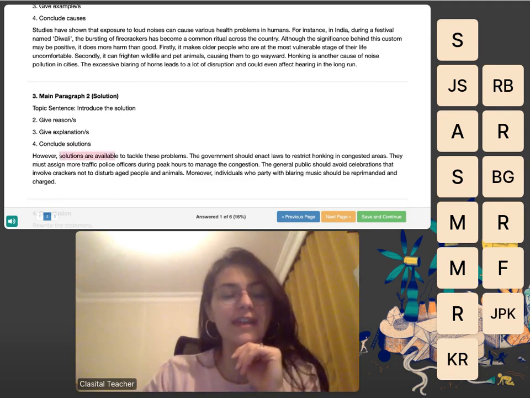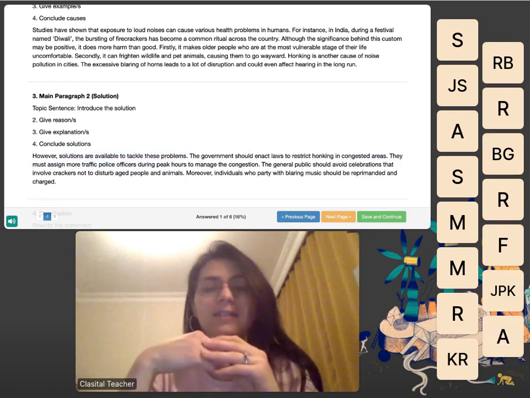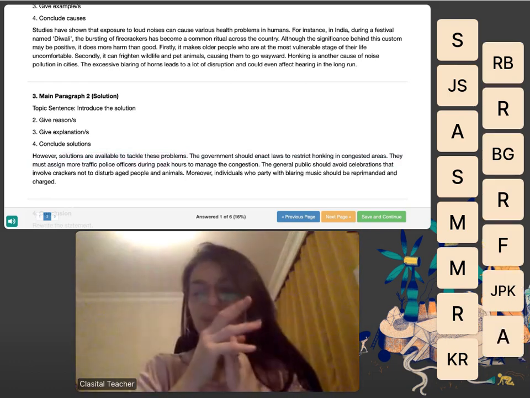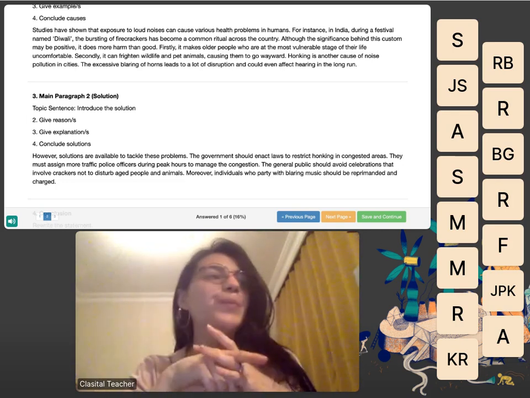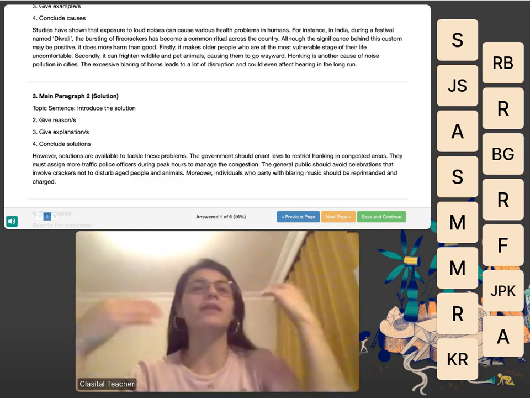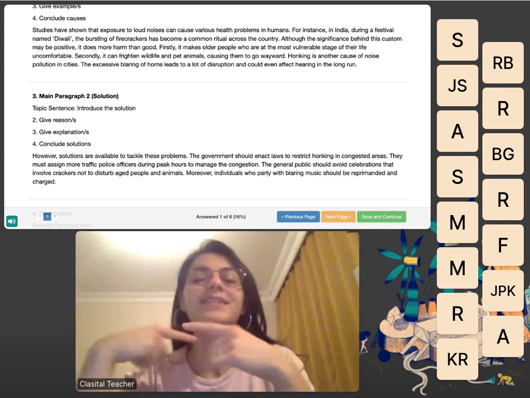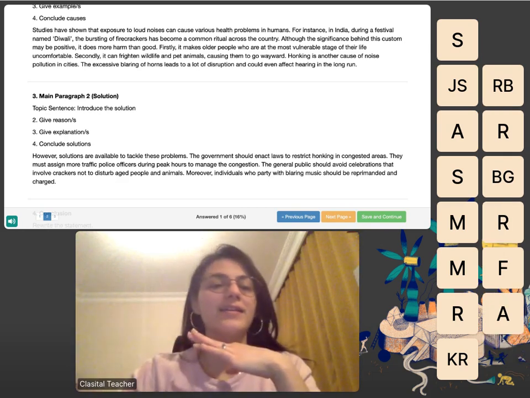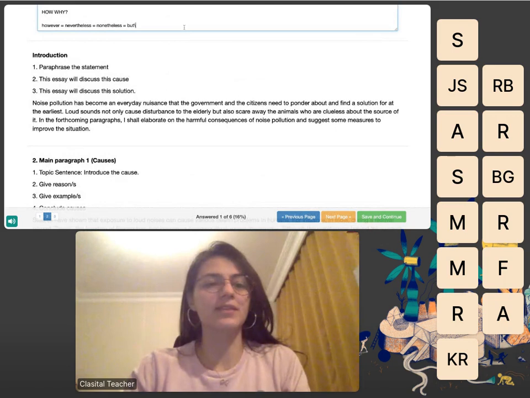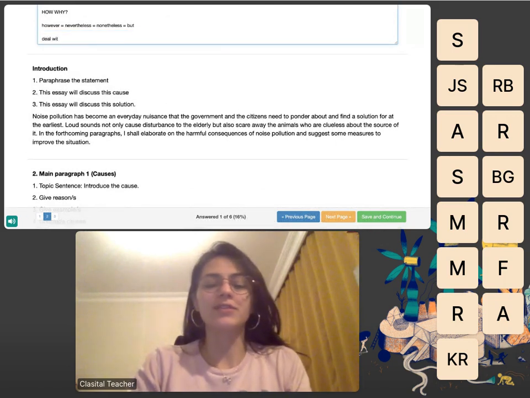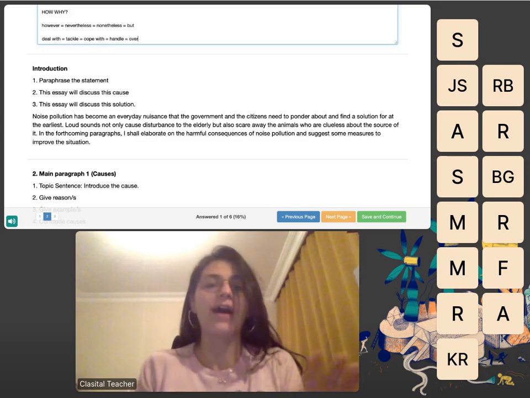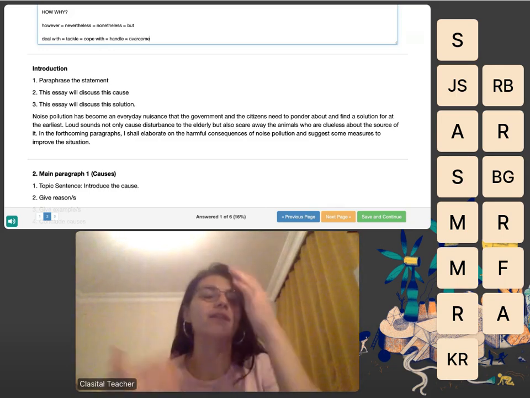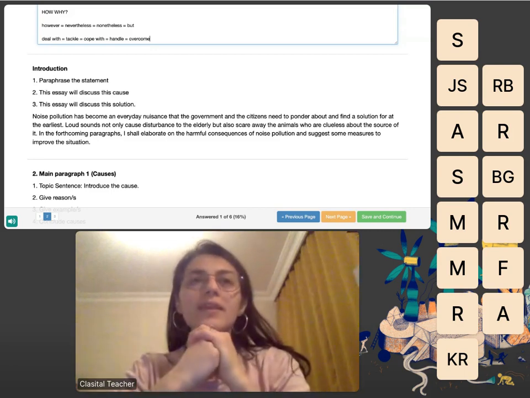And we said solutions are available to tackle these problems. And instead of tackle, we could say mitigate, Fairy says. We could also say deal with, cope with, overcome, or handle. I think the other ones are better than handle, but still deal with, cope with, and handle can also be used instead of tackle. Let me write them down too. So tackle, deal with, cope with, handle, and overcome, I think, are really good ways of saying the same thing.